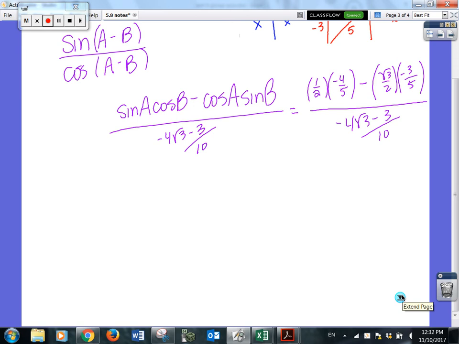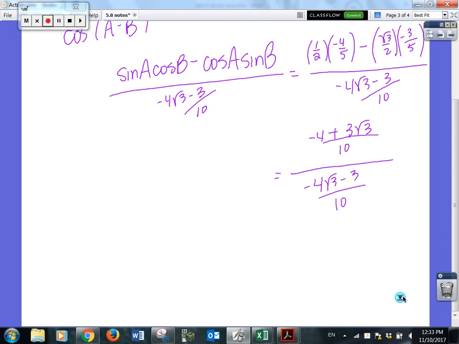So now notice we have a denominator of 10, a denominator of 10. So our numerator becomes negative 4 plus 3 root 3 over 10, over negative 4 root 3 minus 3 over 10. Okay, so this became our new numerator. Our denominator stayed the same.